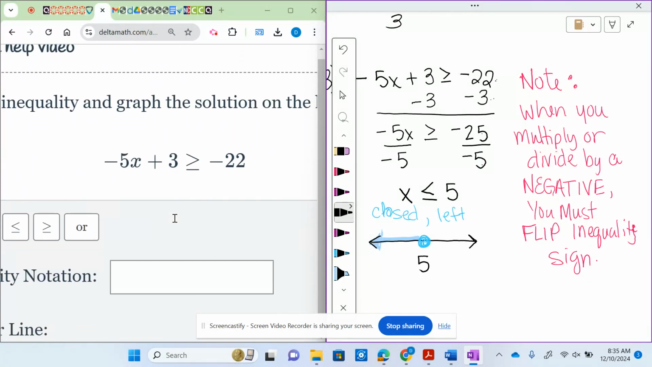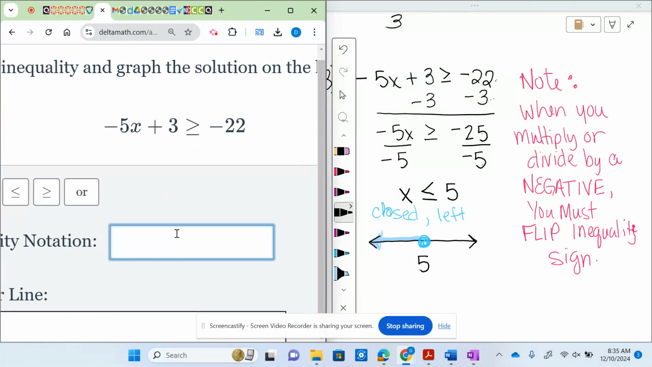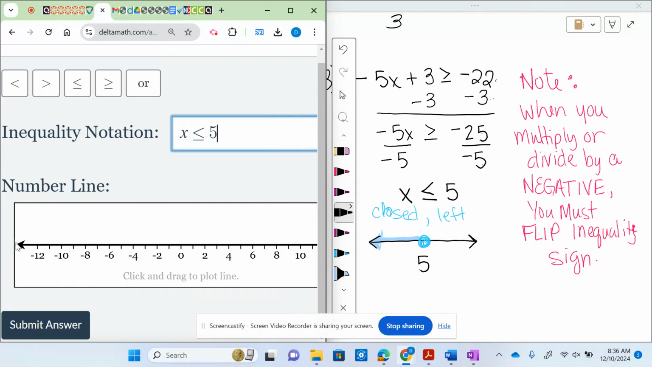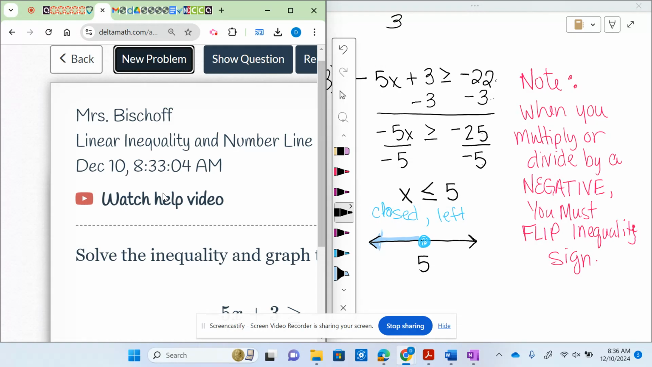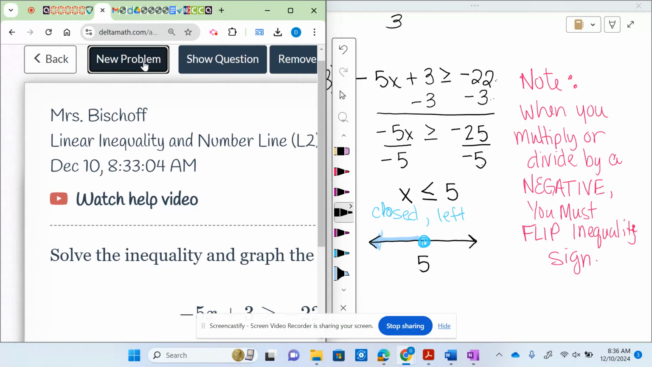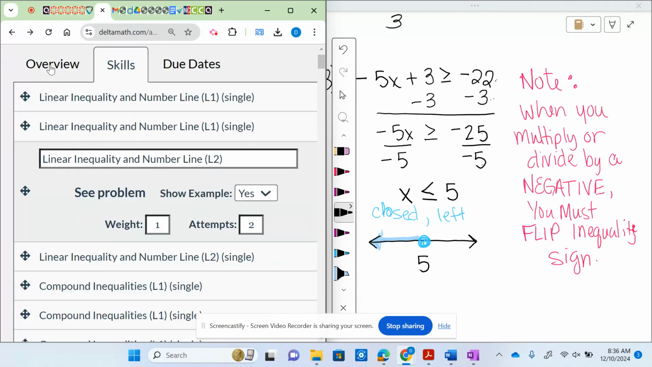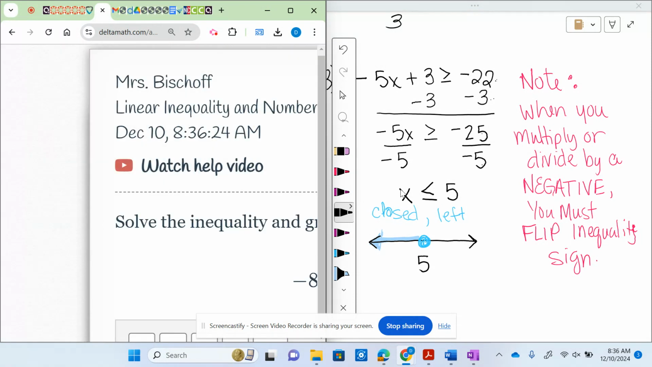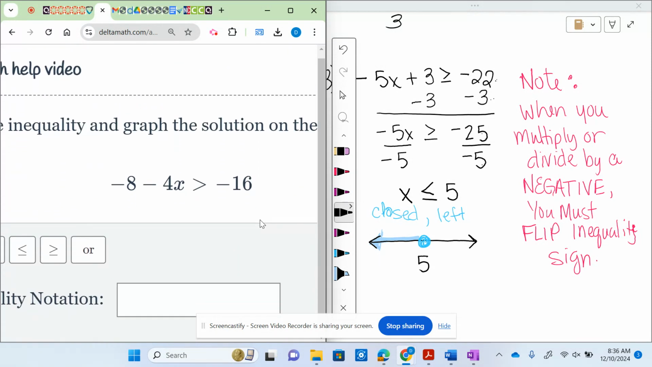So it says solve the inequality and graph its solution. Well, my inequality is x is less than or equal to 5. So I'm going to go to this side and drag this all the way in between the 4 and the 6. So there's my number line. x is less than or equal to 5. So I'm going to go to the next problem. This is problem number 4.